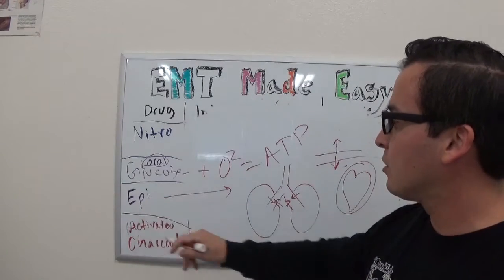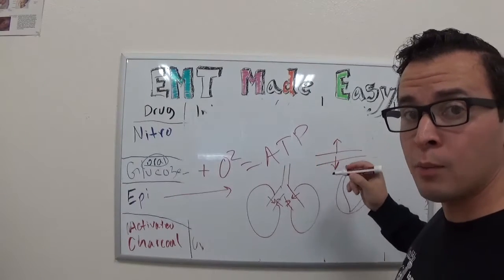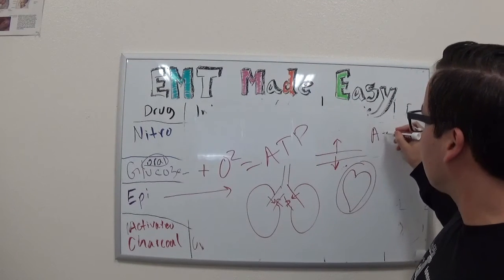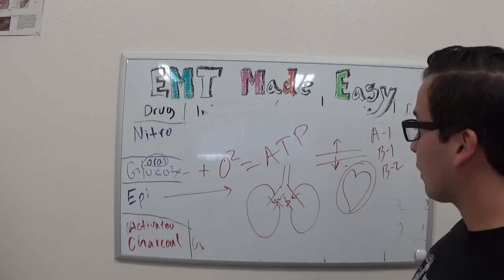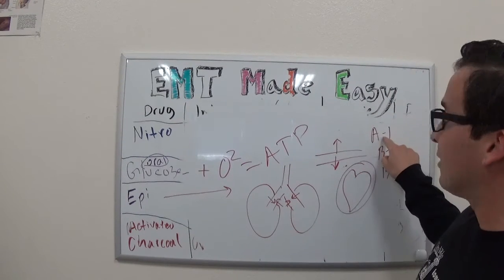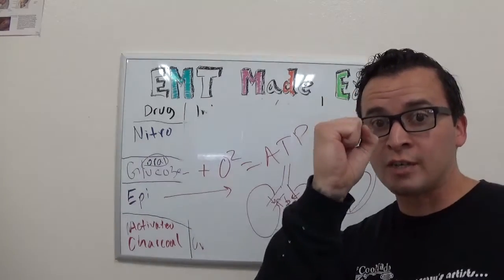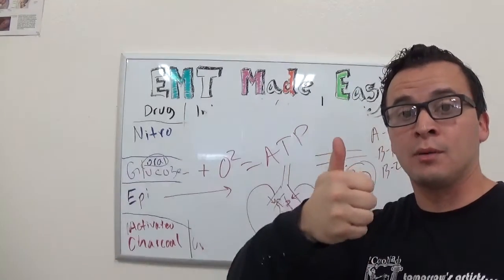Well, what epinephrine does, it has 3 basic elements that help you out. It has alpha 1, beta 1, and beta 2. Well, alpha 1 actually constricts the vessels, bringing your blood pressure up. So that's how that works.